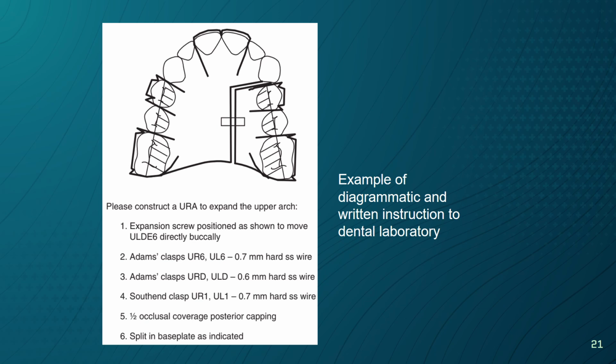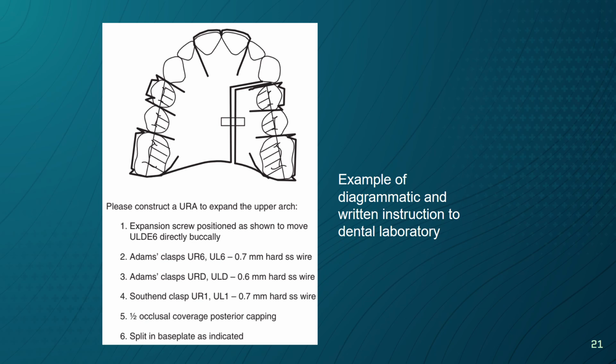Okay. Now this is an example of the diagrammatic and written instruction to the dental laboratory. Here we can see a clear instruction is given to the lab to construct a URA to expand the upper arch, and the position of the expansion screw is shown, and it is to move the upper left D and E at 6 buccally. Now, the required Adams clasp is on the upper right 6, upper left 6, and it should be made in 0.7 millimeter hard stainless steel wire.